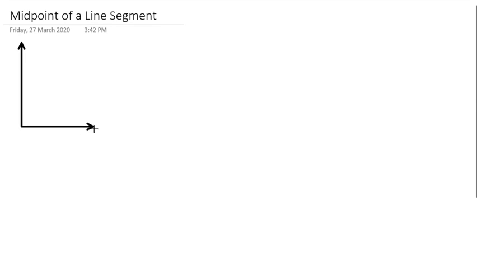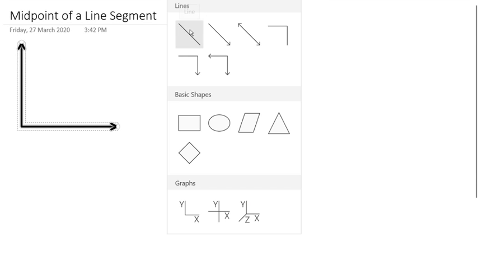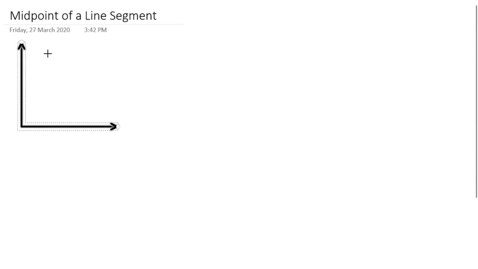So, midpoint of a line segment. We need a line segment. What's a line segment, you ask? Well, a line segment is just a line. So we have, say, a line like so, and we want to find the midpoint of the line segment.